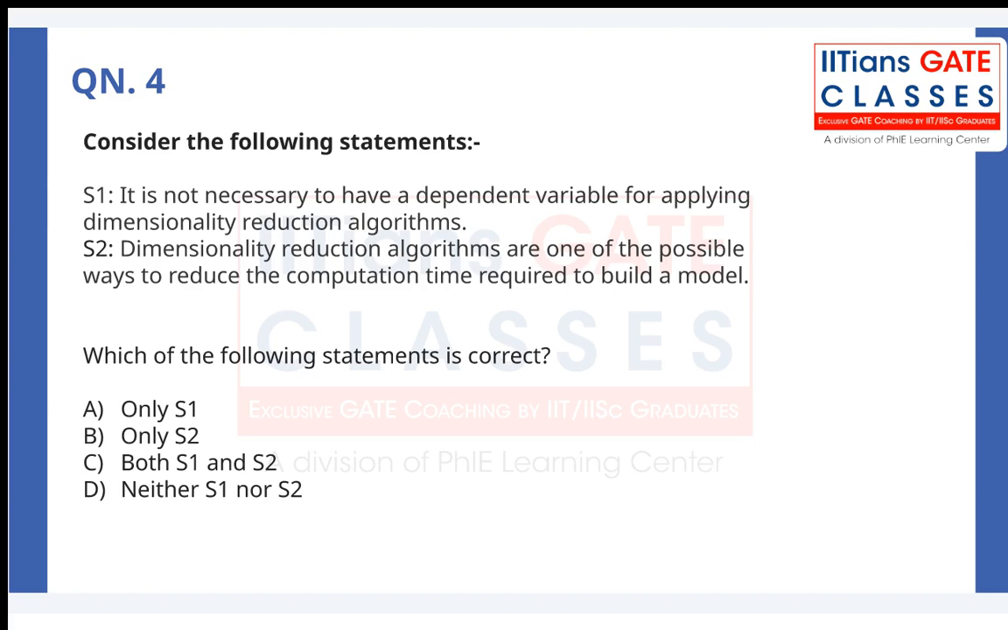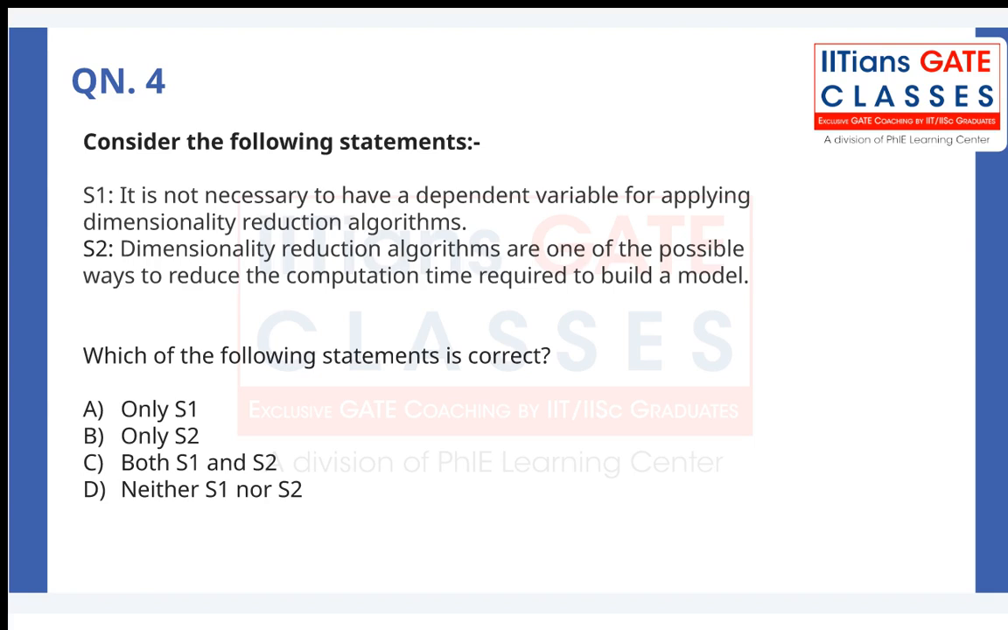But LDA typically takes the target variable into account, because PCA only considers the independent variables, the input features. It does not consider the target variable, the dependent variable. LDA also considers the dependent variable. So statement S1 says it is not necessary to have a dependent variable for applying dimensionality reduction algorithms. S1 is true in the sense that it's actually not necessary to have one. Let's say you don't have a dependent variable, for example, if you are considering an unsupervised learning algorithm and you want to reduce the dimensions, can't you do that? Obviously you can do that. You can use PCA to do that.